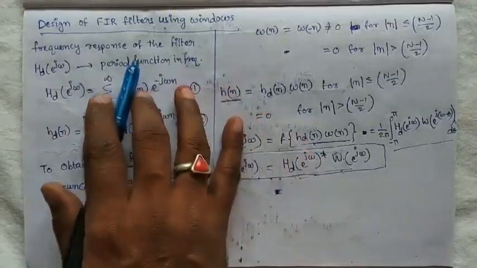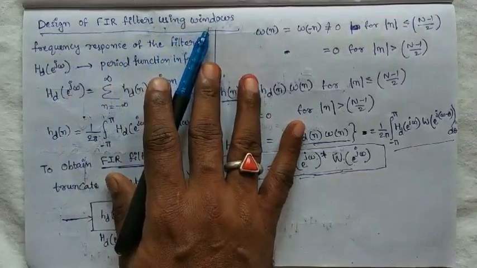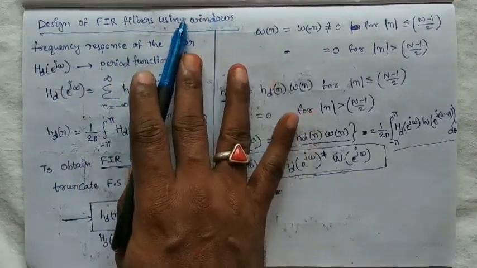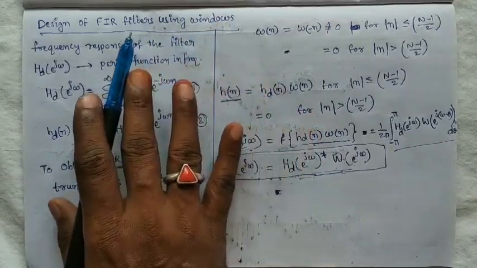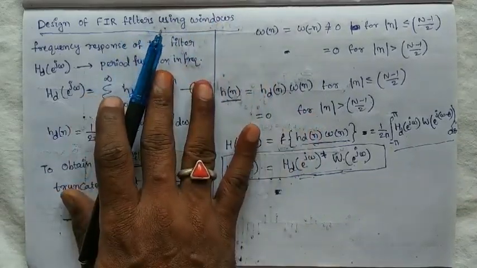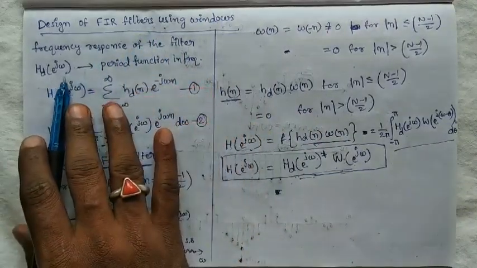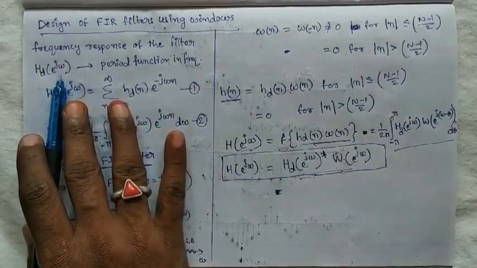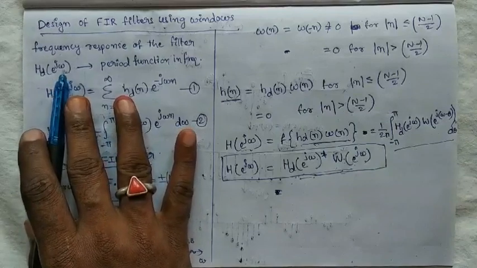In this lecture, we are going to discuss the design of FIR filters using windows. Before defining the window, let us consider a filter whose frequency response is HD of e power j omega. It is a periodic function in frequency, so we expand it by the Fourier series.